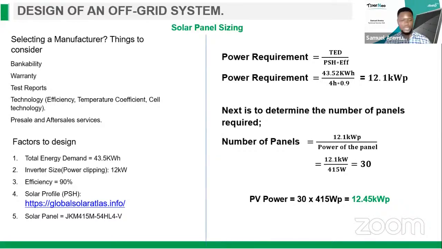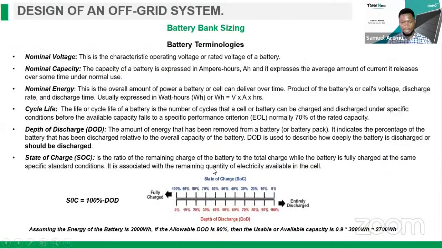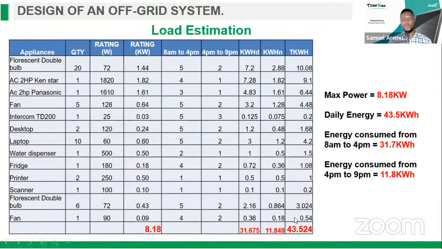So coming to calculation, what are the factors we need to consider? One is total energy demand. Let me quickly go back to the previous slide. In our calculation here, we're able to say that our solar panel must produce energy during the day and night for day and night usage. The night usage will be stored in the battery. So what is the total energy required from our solar PV module? That is 43.5 kilowatt hours.